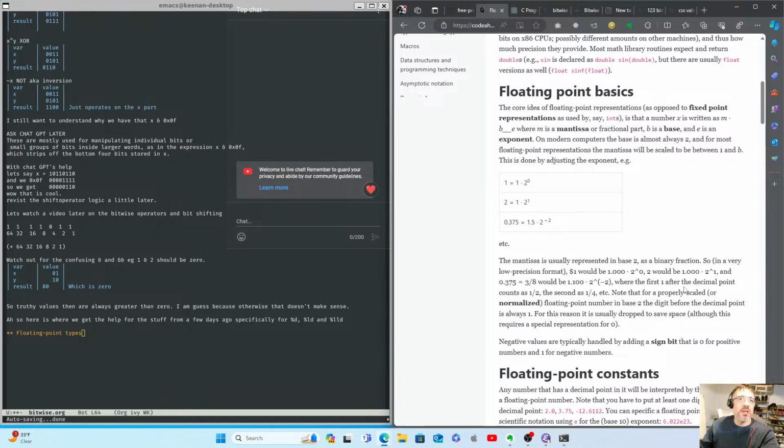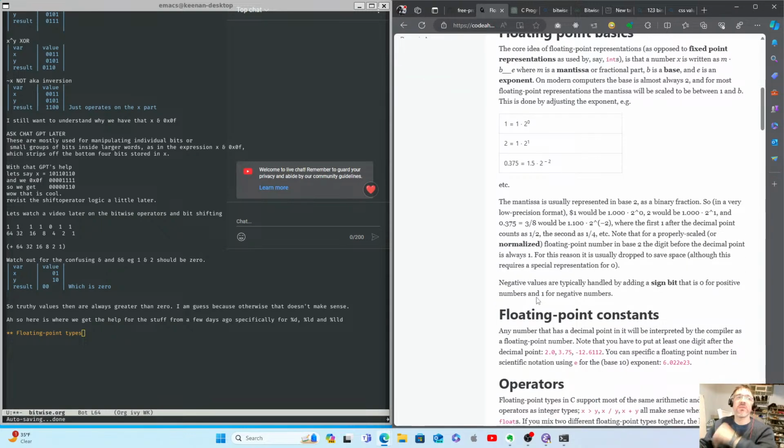Well, the first 1 after the binary point counts as a half, the second as a quarter, etc. Note that for a properly scaled, or normalized, floating point number in base 2, the digit before the binary point is always 1. For this reason, it is usually dropped to save space, although this requires a special representation for 0. Negative values are typically handled by adding a sign bit, that is, 0 for positive numbers and 1 for negative numbers.